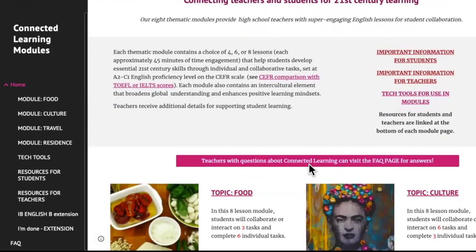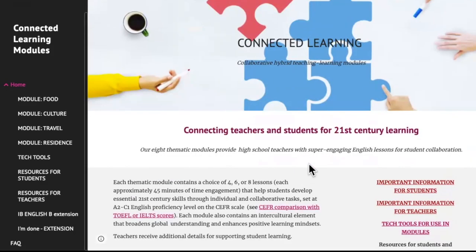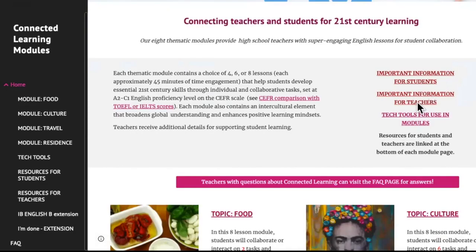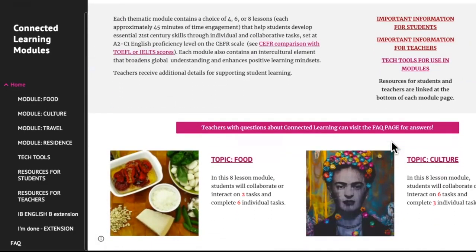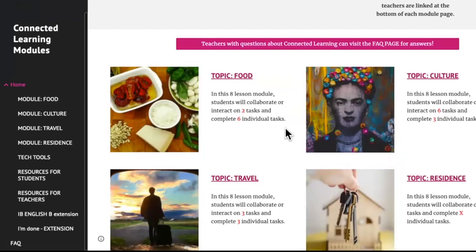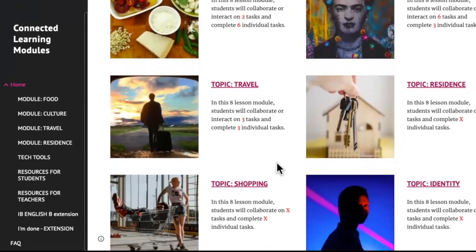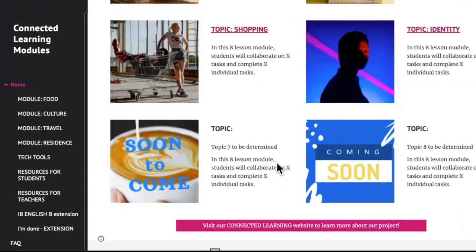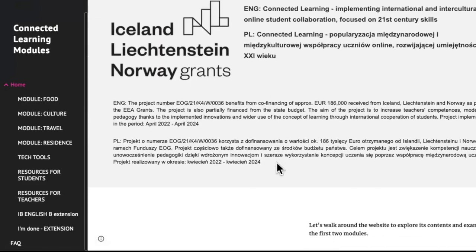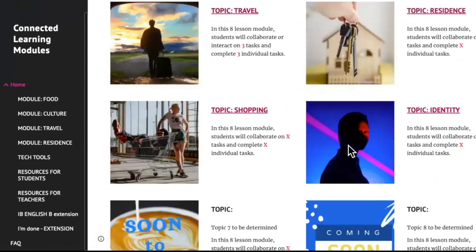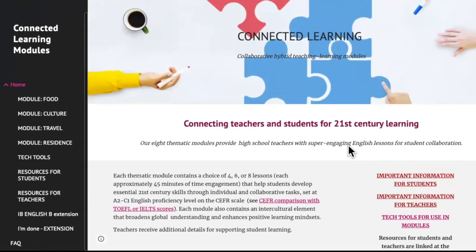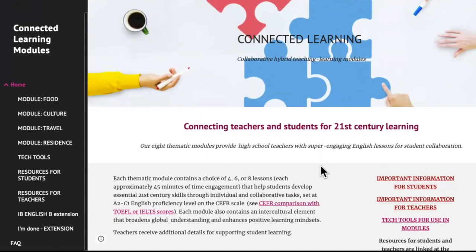Over here on this main page, you will also see important information for students and important information for teachers, and also the tech tools for use in the modules. I'm not going to click through this right now, but you will be able to explore that in the breakout rooms. We, of course, have the food, culture, and travel topics that are going to be open to you. And also, we have a little bit of a video over here, which you will be able to see later on, okay? So I think that we are going to get started with the breakout rooms.